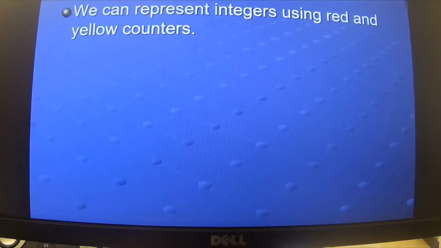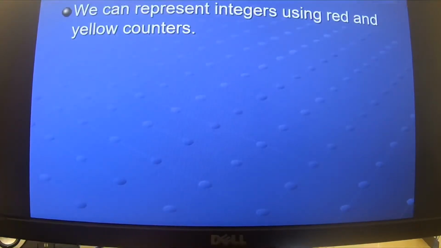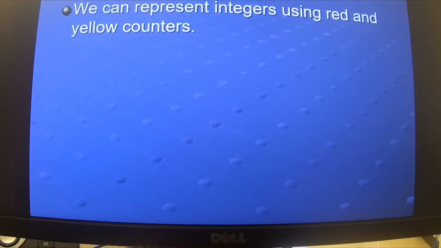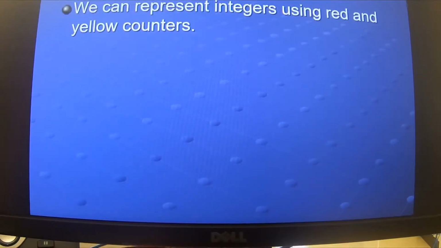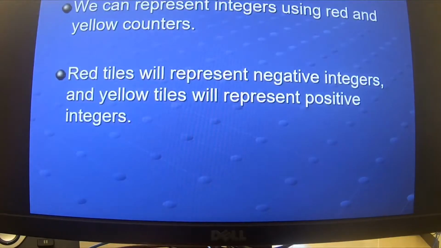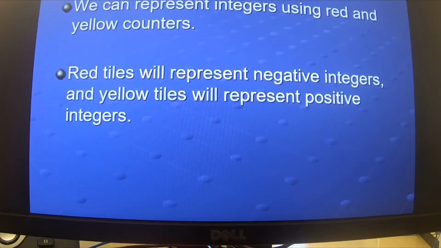Now, we can represent integers, and this is really important, guys, because a lot of the worksheets you're going to be getting and the work we're going to be doing is going to ask you to use counters or chips to represent integers. So one chip for one number. And they ask you to use red and yellow counters, okay? So red tiles will be represented as negative integers.